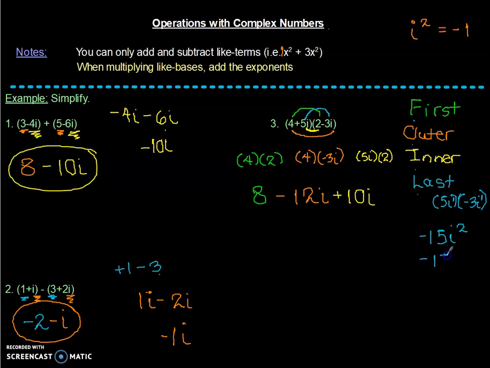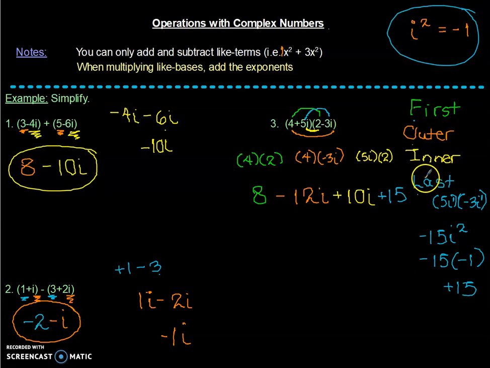So if I bring down the negative 15, remember, I actually know what i squared is. Negative 15 is being multiplied to i squared. i squared is negative 1. So negative 15 times negative 1 gives me positive 15. So for my last term, that's going to say plus 15.